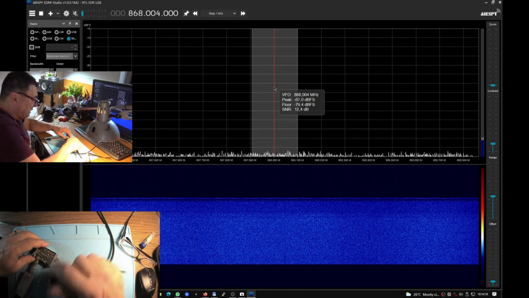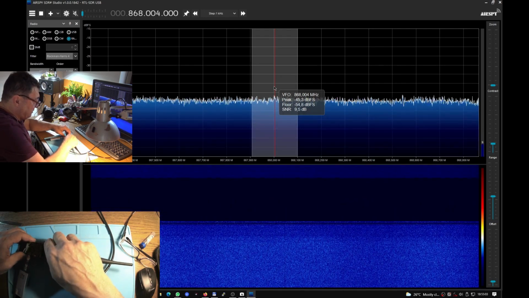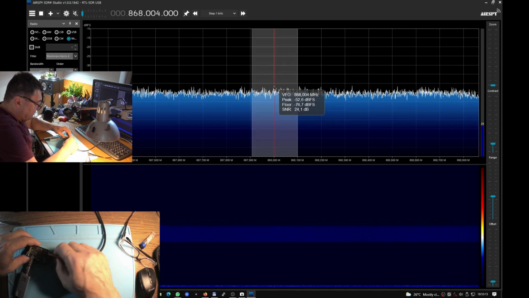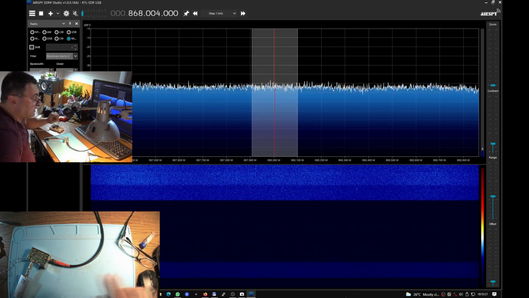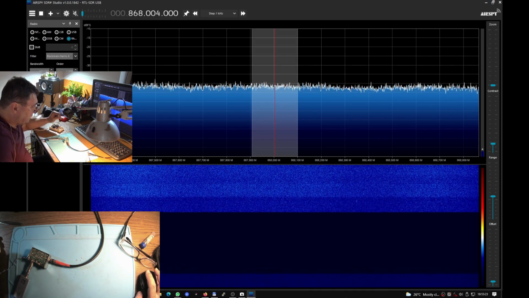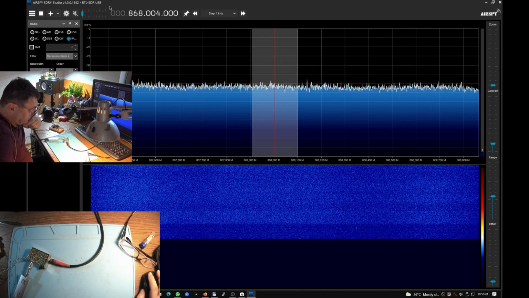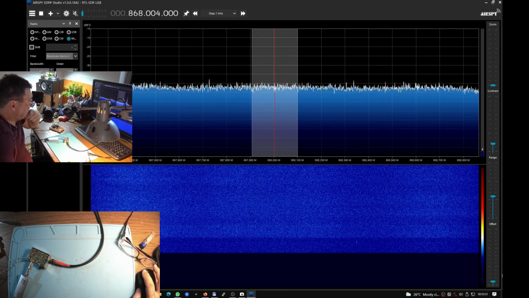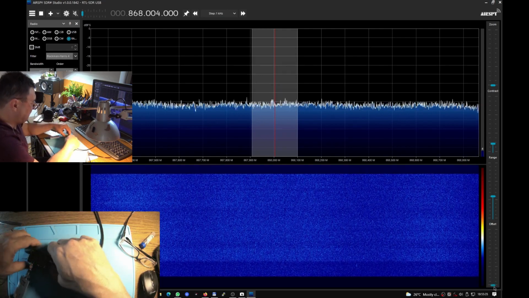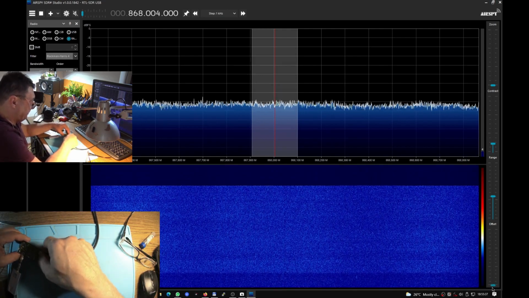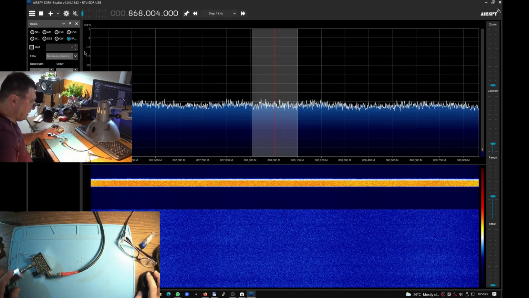I don't know. Let me check some other antenna. What about this one? Same story. Everything is fine. Do we have any signal? This is the antenna in the window. I think I have to put the gain down. I don't see any signals, but okay, I got one. Let's check the antenna. This is quite amazing, you know. This is really amazing.